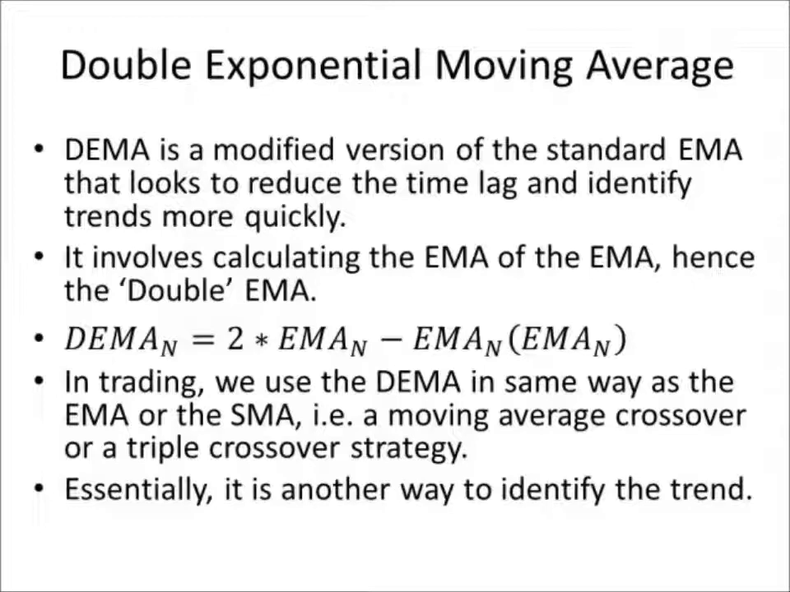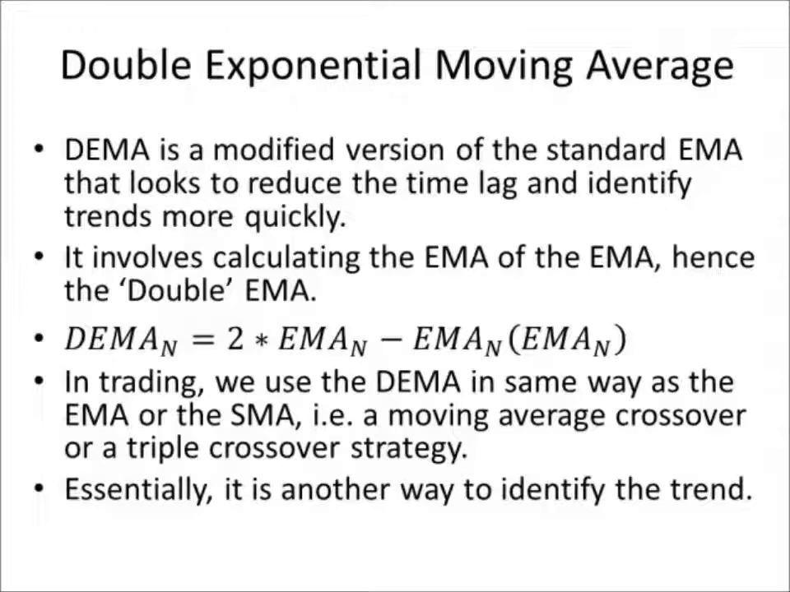Okay? What this means is that we're going to calculate the exponential moving average of the exponential moving average. If you think about it, the exponential moving average is just a series of prices, right? It's a series of prices based on the calculation of something else. And then we're just going to take an EMA of that series, right? So we're taking an EMA of the EMA, and that's the double EMA.